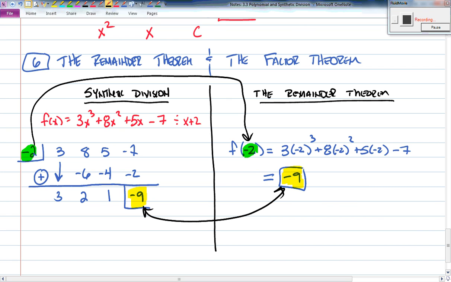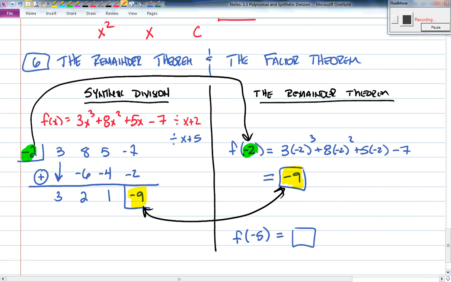How crazy is that? So, if I were to ask you, let's take that same function and divide it by x plus 5. What could you do to quickly find the remainder? Just evaluate f of negative 5. You punch it into your calculator, you get some answer, and it will be the same thing as doing synthetic division and getting the remainder left over. How crazy is that? That's what the remainder theorem is telling us.